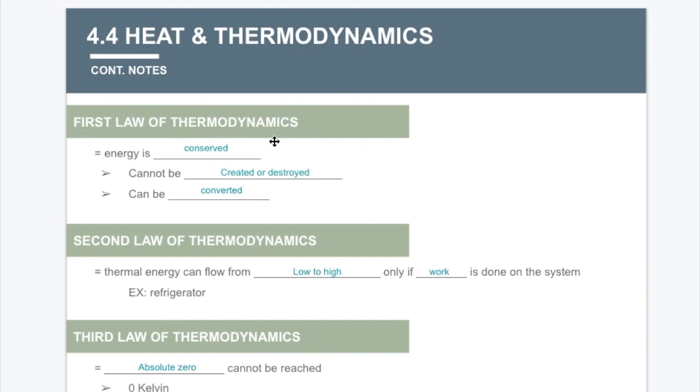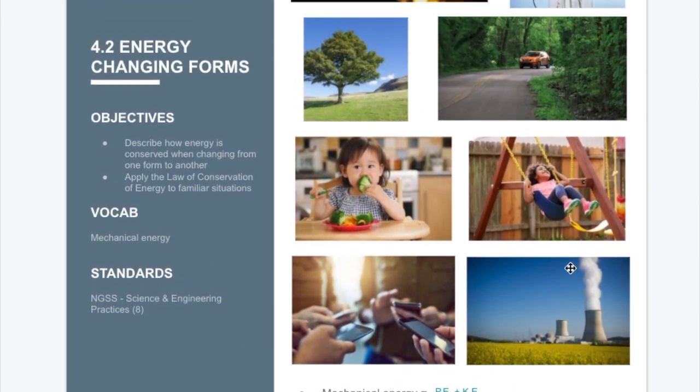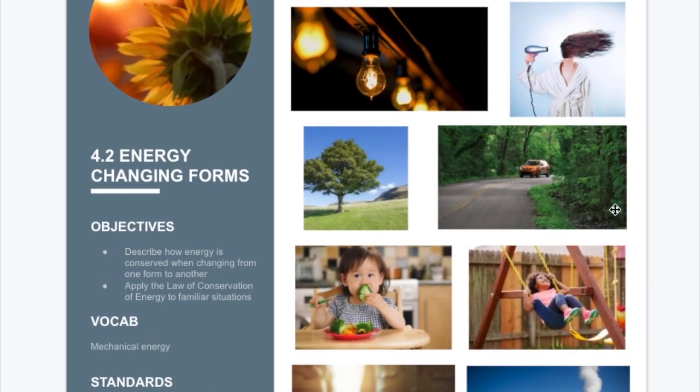Okay, so the first law of thermodynamics is that energy is conserved. The whole chapter that we've been talking about, especially in section 2 of chapter 4, was about conserving energy. It can't be created or destroyed, but it can be converted. If you remember back to all of the pictures, if you were in class, I assigned a picture to you to tell me how the energies are transforming, how they're being converted from one to another. For example, the light bulb is converting from electrical energy into radiant or light energy.